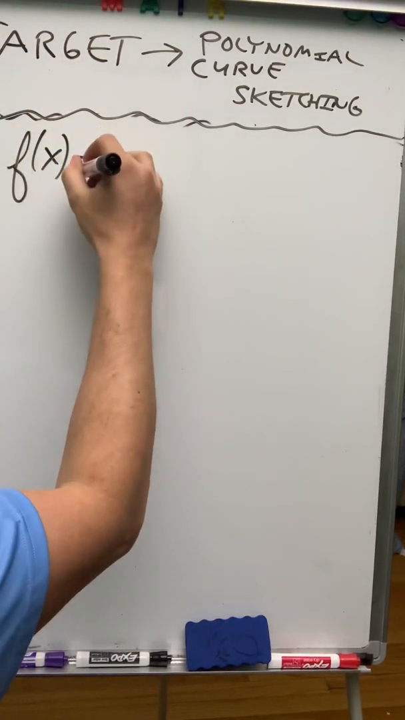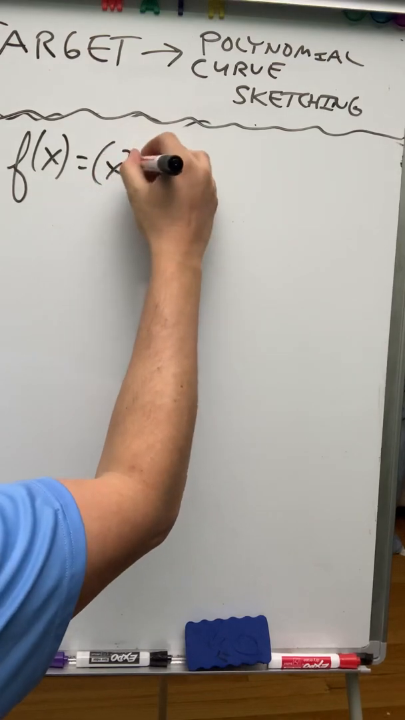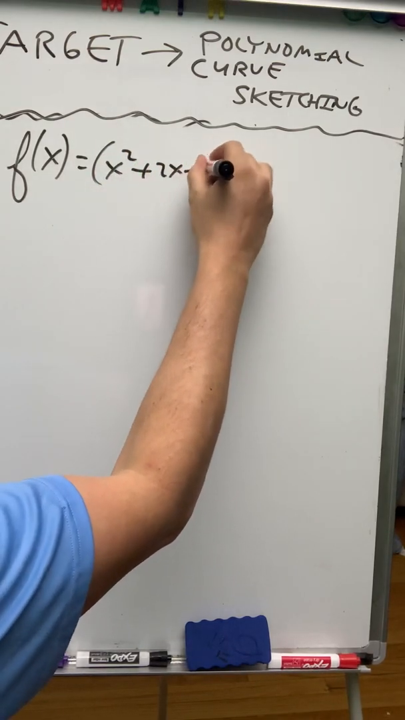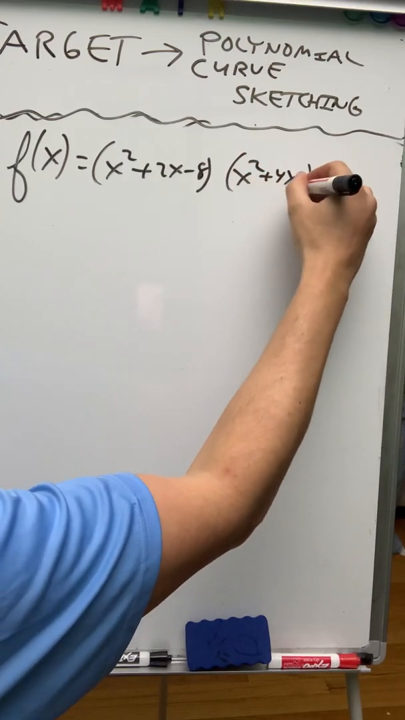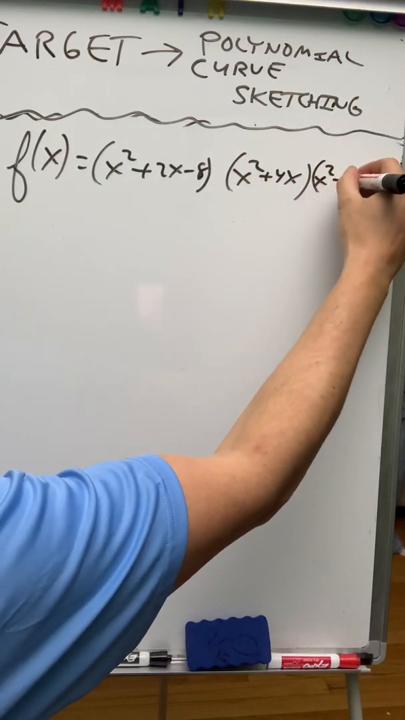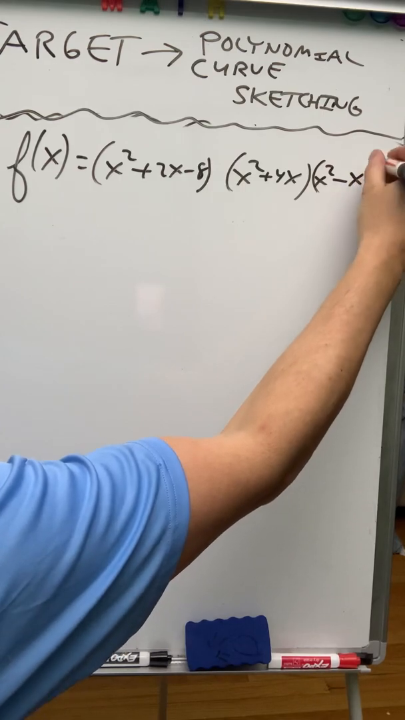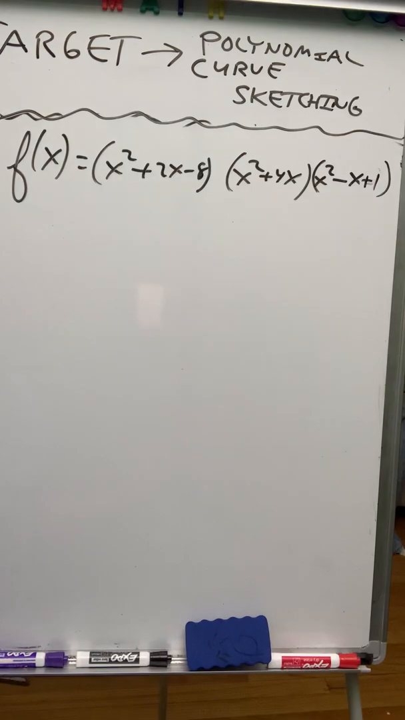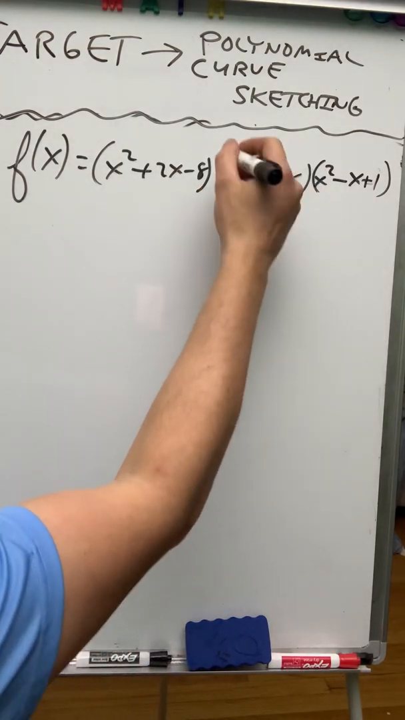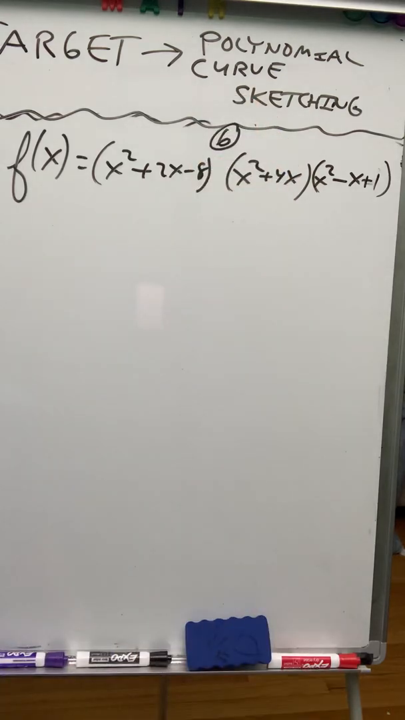f of x is equal to x squared plus 2x minus 8 times x squared plus 4x times x squared minus x plus 1. I've got to check and see if you guys can see that on the screen. Yeah, you can see it, good. Okay, degree 2, degree 2, degree 2. That means this is degree 6. We should have 6 roots total.